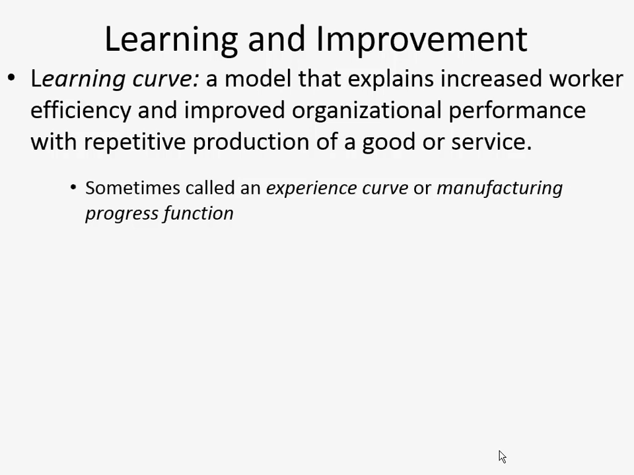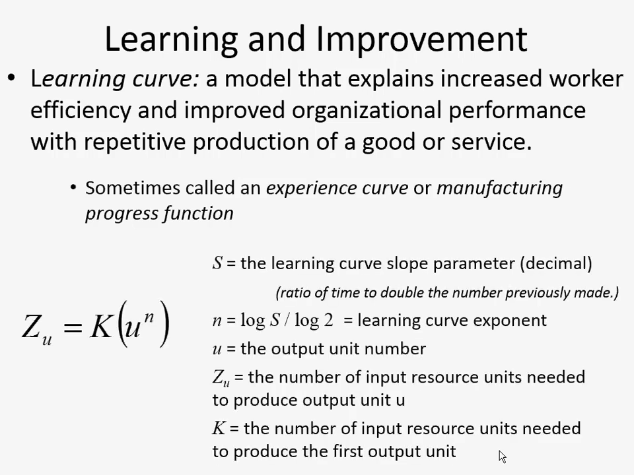Here, what we're going to do is we're going to try and model human behavior with a fundamental equation. And we're going to call that an experience curve or a manufacturing process function. And so here's the nuts and bolts of that curve. What we start off with is trying to find out something called the learning curve slope parameter. And this is a little bit tricky, so let me try and explain it in detail.